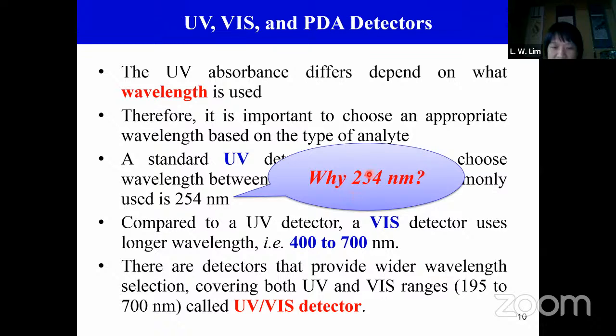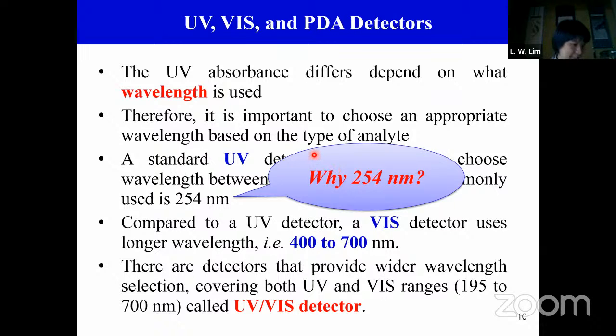So 254 is used because the original UV detector used a mercury lamp, and the mercury lamp, the source of light, has very high absorbance at 254. But now we don't use a mercury lamp. Usually we just use a tungsten lamp as a source of light. But still, 254 is commonly used for organic compounds. So it is very common.